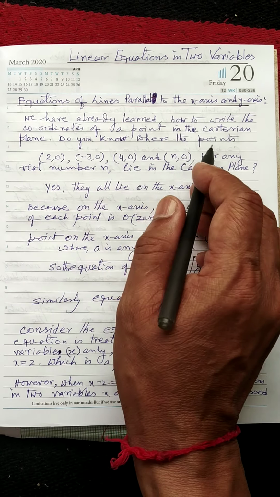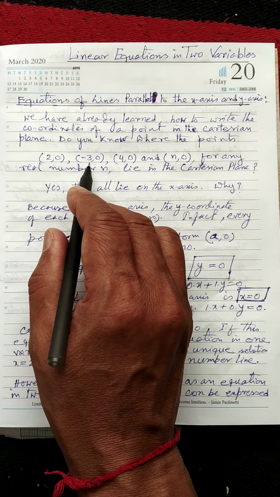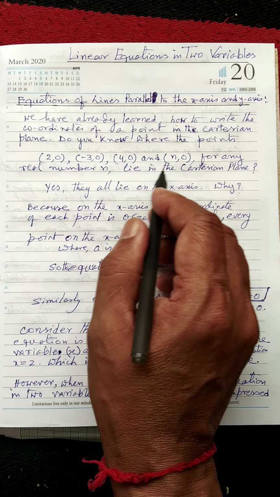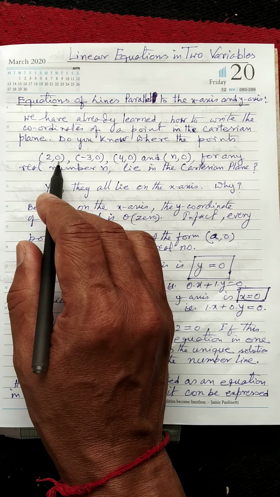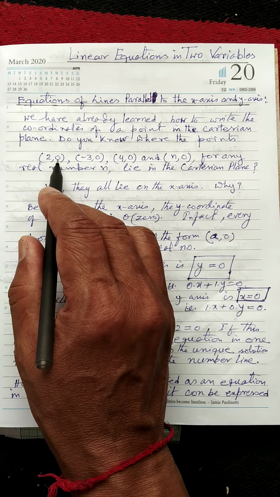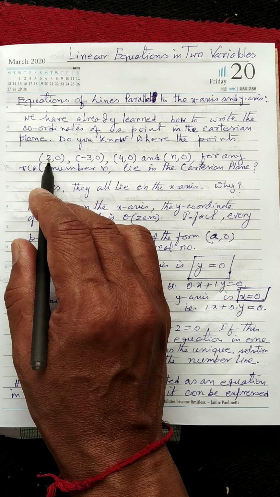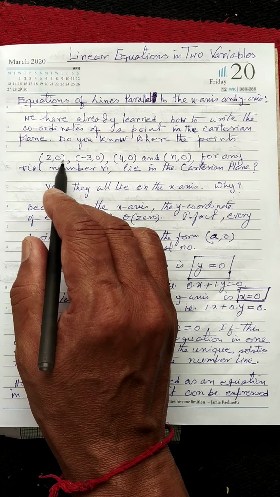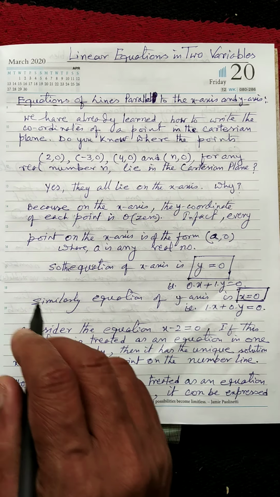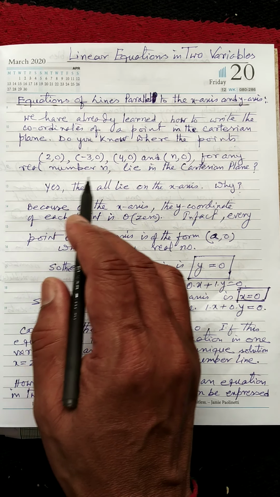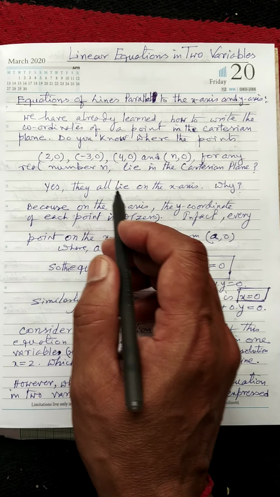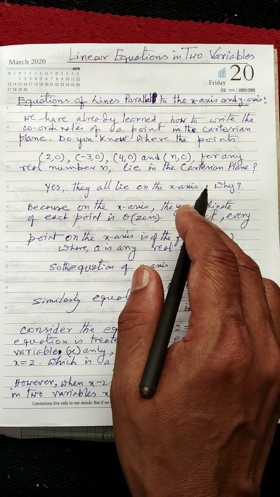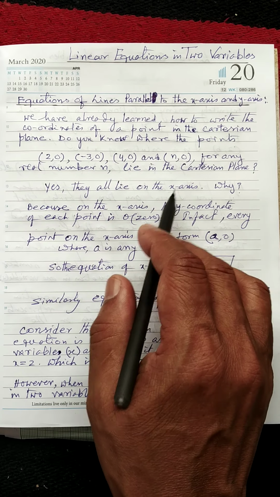Do you know where the points (2, 0), (-3, 0), (4, 0) or (n, 0), n any natural number, lie in the Cartesian plane? You see the pattern. In every case the first number is the x coordinate, the abscissa, and the second number is the y coordinate, the ordinate, and in every case the ordinate is 0. If I ask where these points will lie, you can say yes, they all lie on the x-axis.